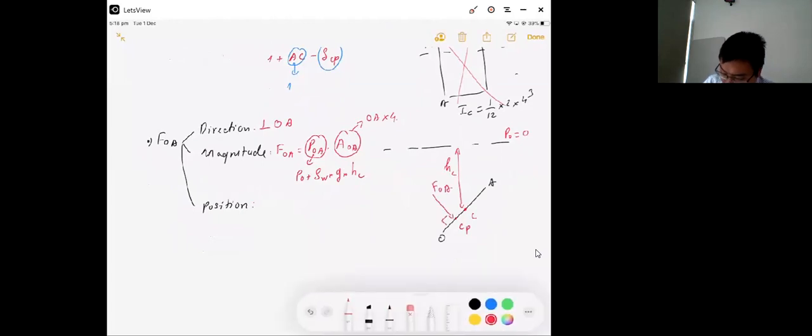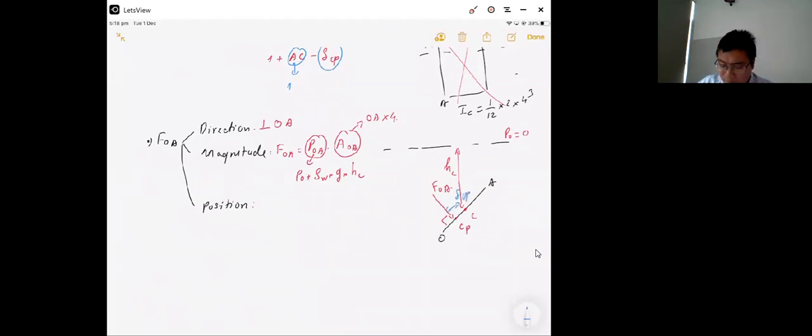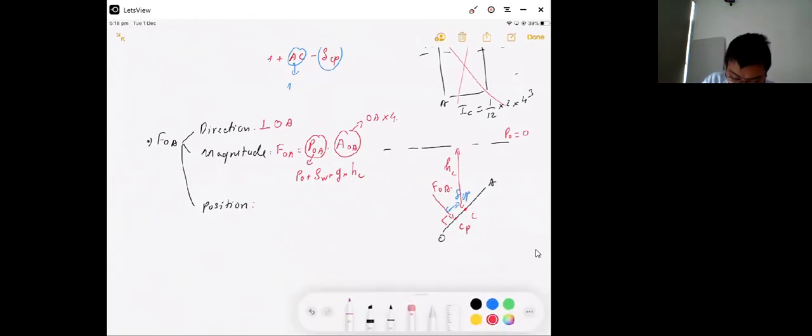And this distance is delta CP. Delta CP. Okay, so to know the position of the force applied to OA, you have to know where is CP. To find where is CP, you have to know delta CP.